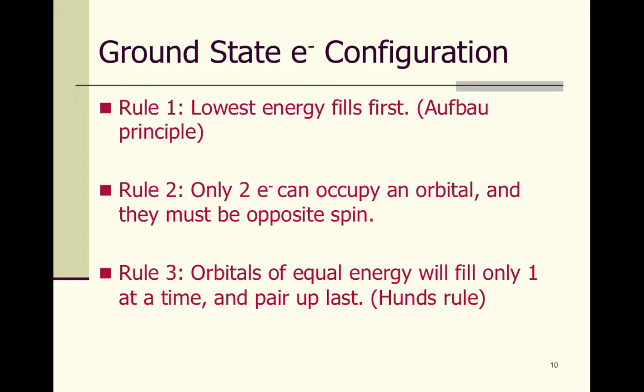And then the next thing is orbitals of equal energy. That would be the p and the d orbitals, for example. They can only fill in one at a time, and they're going to pair up last. It's because it takes more energy to pair up, and that's Hund's rule.